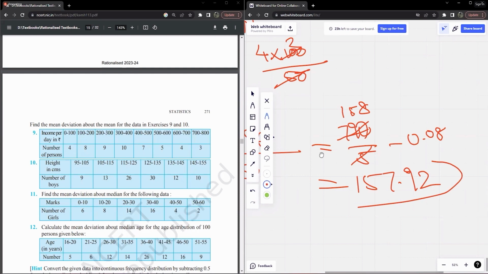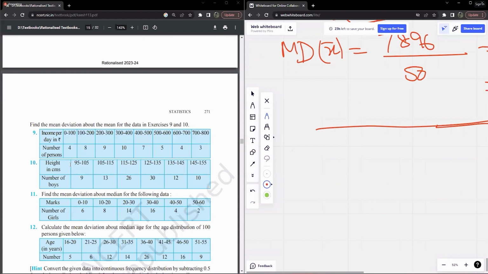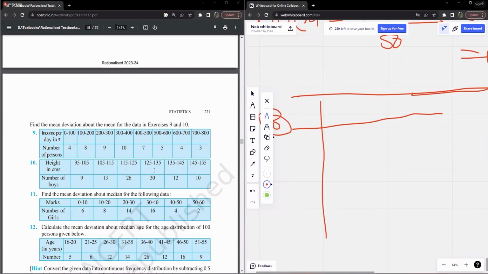Question number 10. Right. Very similar procedure. I'm not changing anything. So first, we're going to write the exercise. Very simple because they have given us intervals of 10 and they have started off with a 5. So we all know that it's basically 95 plus 5, 105 plus 5, 115 plus 5, and all cuts are equal in size. So there's no issues at all.